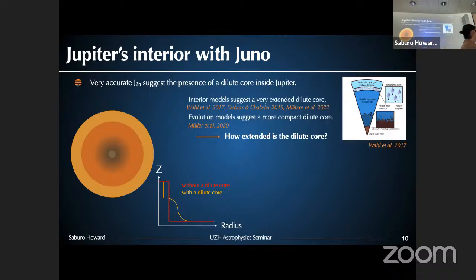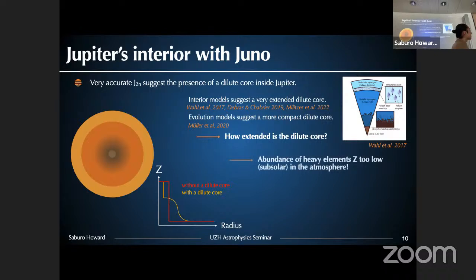And there are still some tensions about this question because on the one hand, you have interior models that are based on the Juno data that suggest a quite extended dilute core, so probably up to 60 or 70% of the radius of the planet. While on the other hand, evolution models suggest that it should be more compact, so probably no more than 20 or 30% of the radius of the planet.